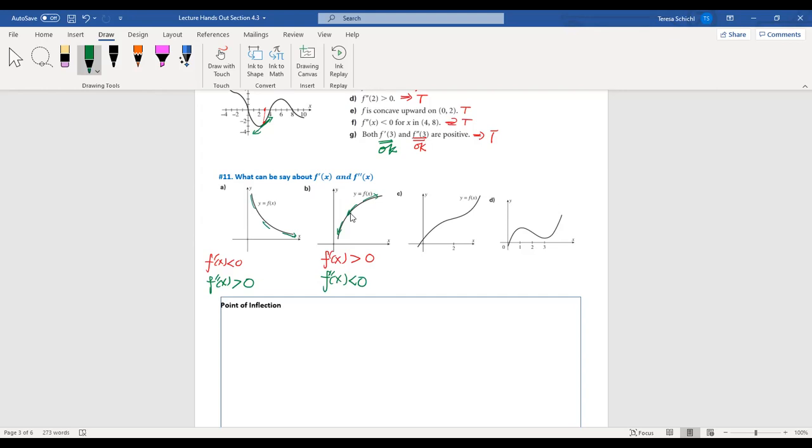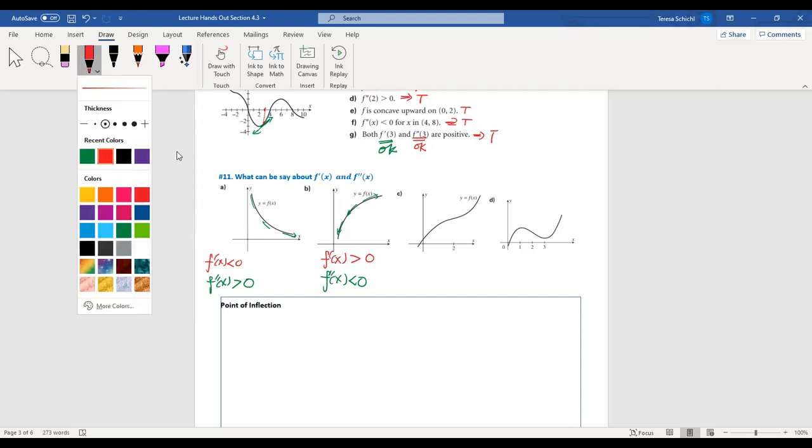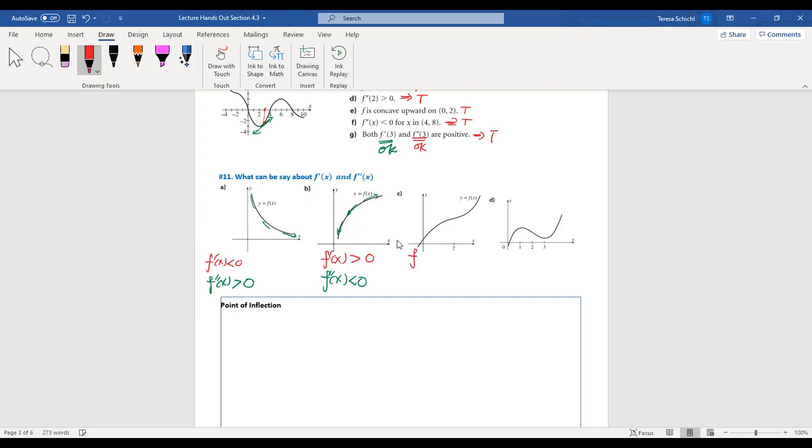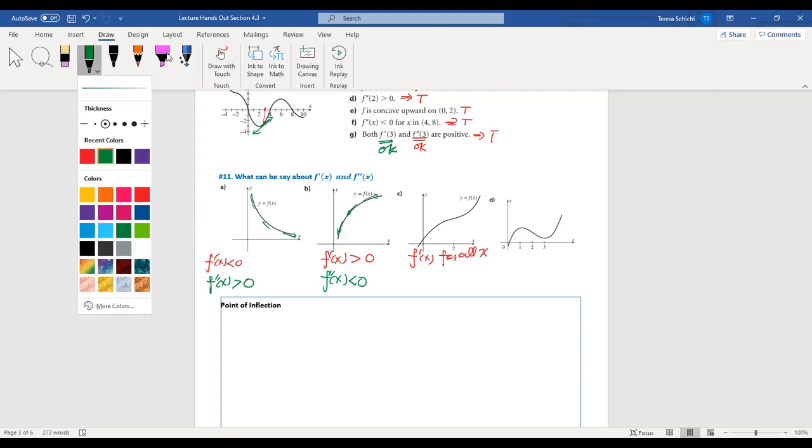Okay, so now let's take a look here. This function is all continuous and it's all increasing, right? So it's an increasing function all the way. So I know this is f prime x greater than 0 for all the x here. Okay, so now let's take a look at concavities here, right?